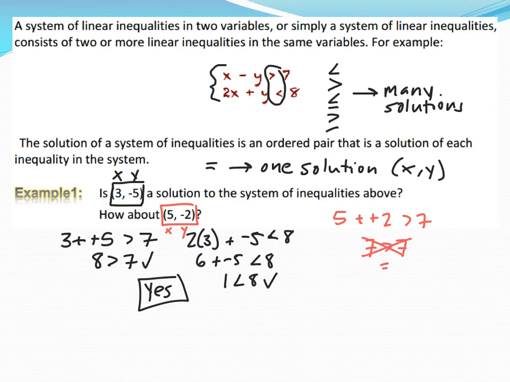So right away, is this a solution? No. If it doesn't satisfy one, it doesn't satisfy all. That means it's not a solution to the system. So same principle here. The only difference is we're looking at an inequality.